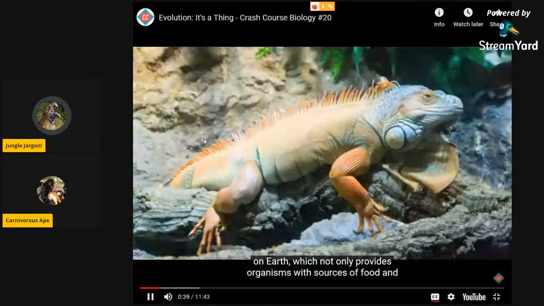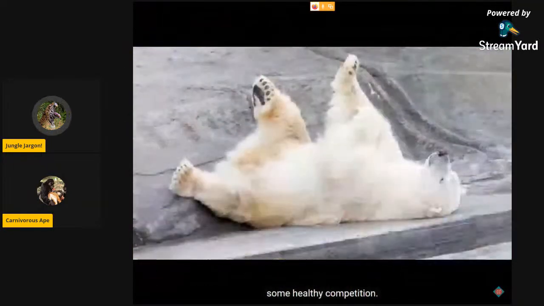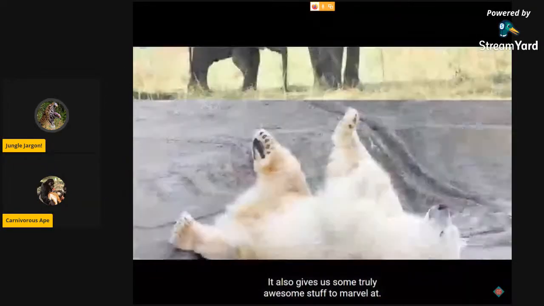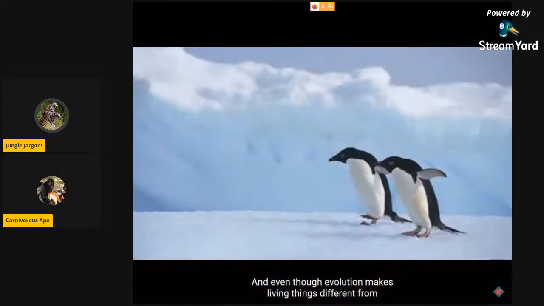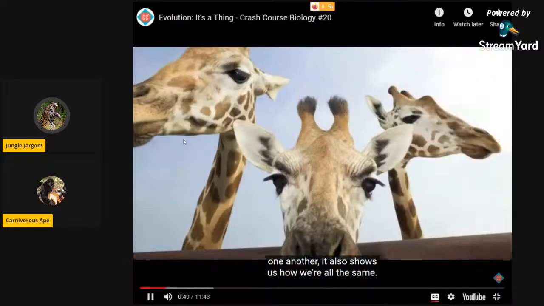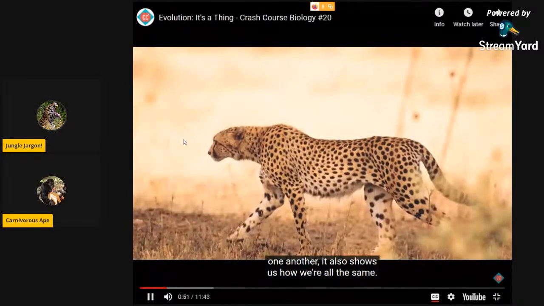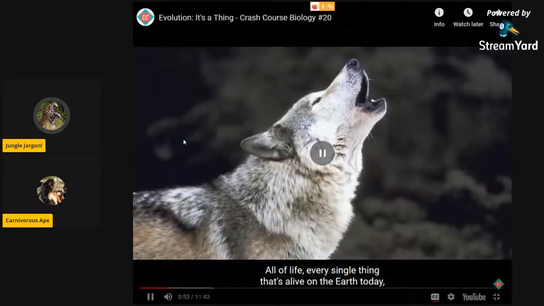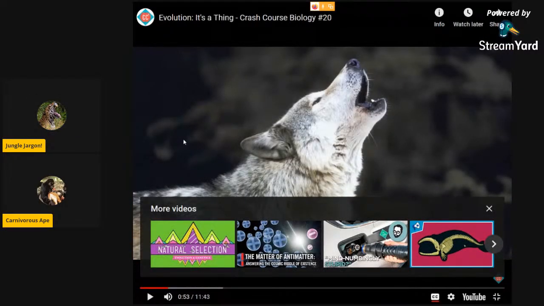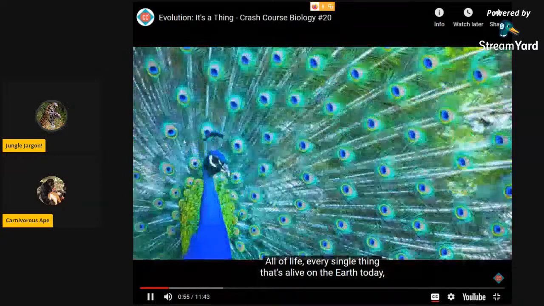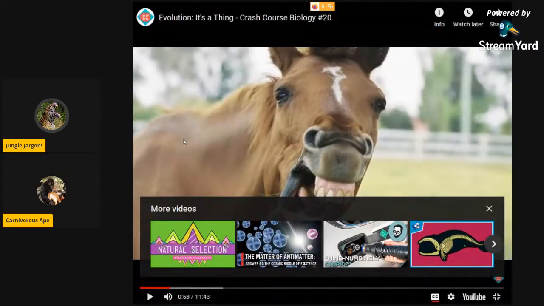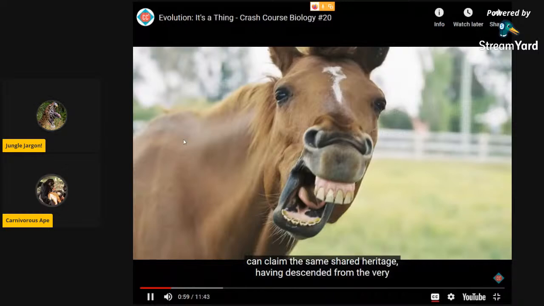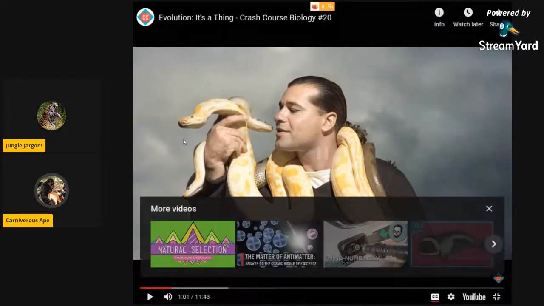Earth, which not only provides organisms with sources of food and some healthy competition, it also gives us some truly awesome stuff to marvel at. And even though evolution makes living things different from one another, it also shows us how we're all the same. All of life, every With different instructions. single thing that's alive on the earth today can claim the same shared heritage. To be different things. Are you Descended from the very first microorganisms.